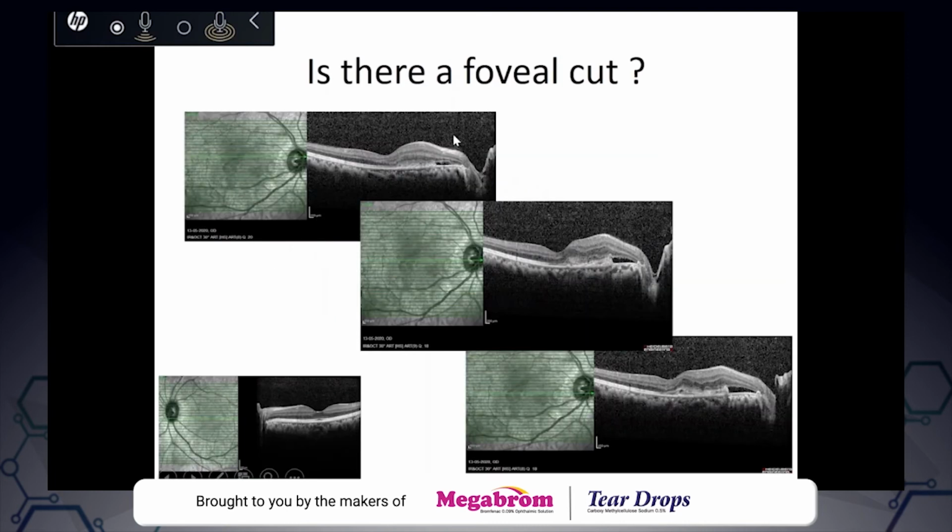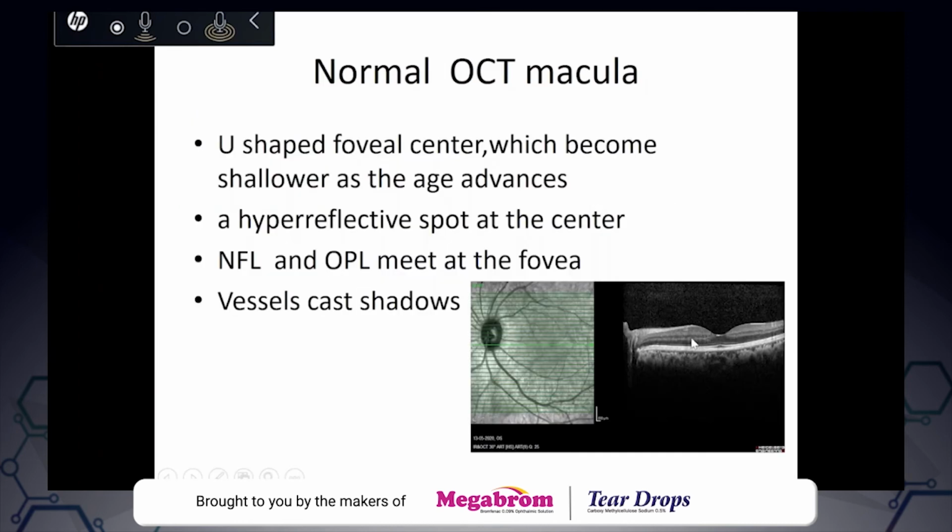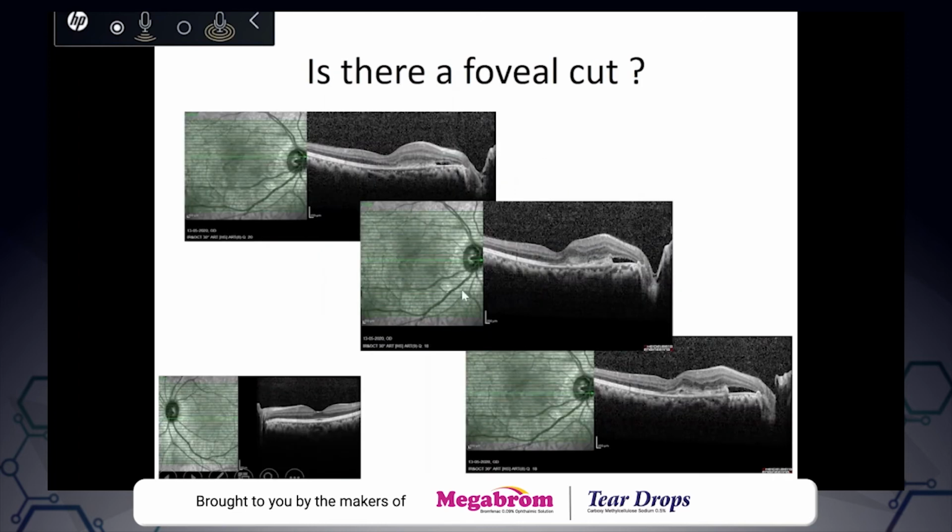So when somebody has given you an angiogram and the OCT, and is asking you whether this has a foveal section, I told you to understand the fovea on OCT, whether this is a foveal cut or not. You have to just trace the outer plexiform layer and the nerve fiber layer. They should meet. Okay. Now look at here. It is not meeting. Look at here.